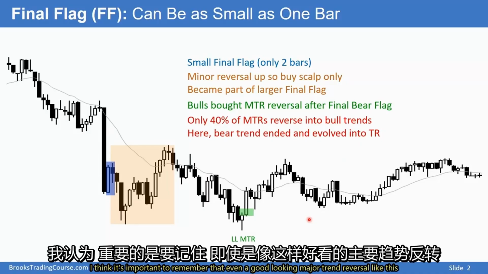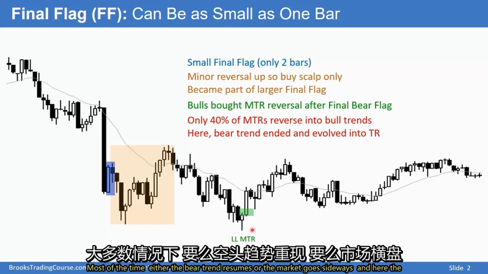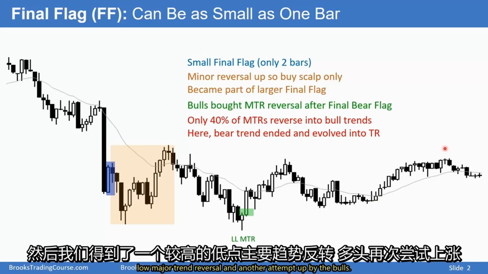I think it's important to remember that even a good-looking major trend reversal like this only has a 40% chance of reversing into a bull swing or a bull trend. Most of the time, either the bear trend resumes or the market goes sideways. And here, the bear trend ended and the market went sideways for about 30 bars, and then we got a higher low major trend reversal and another attempt up by the bulls.